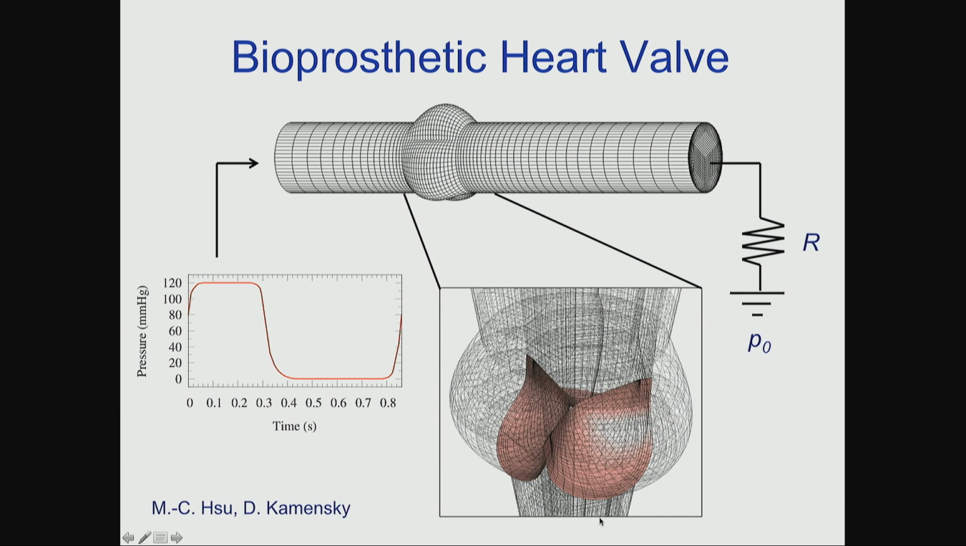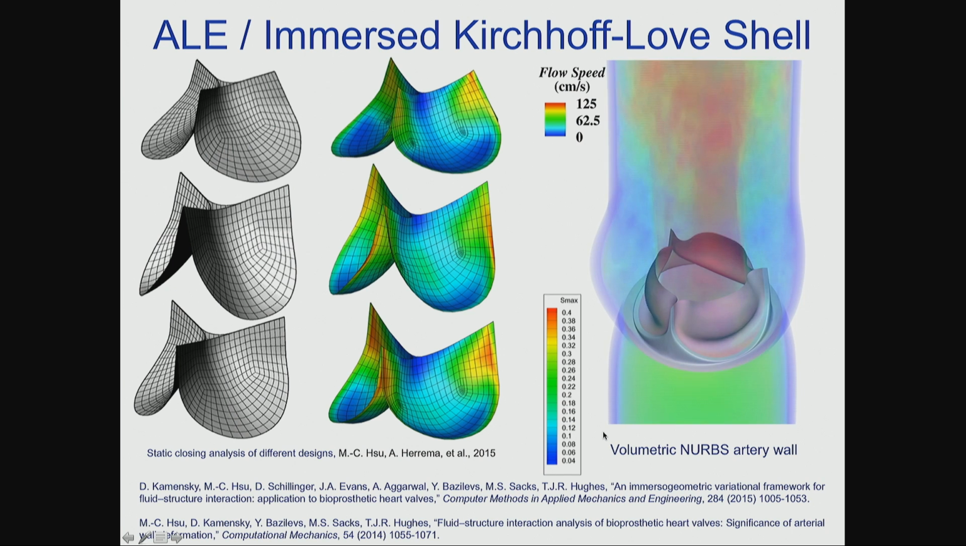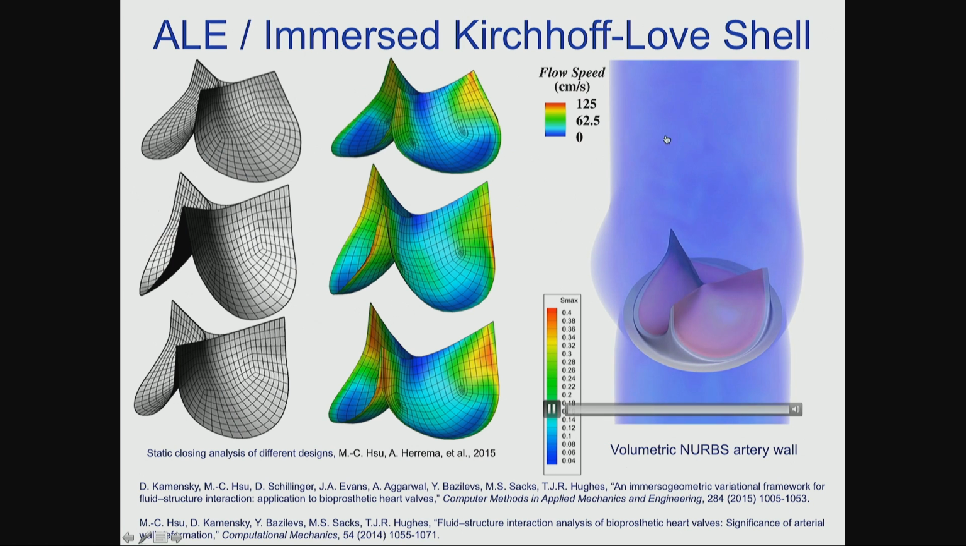And a design capability was built for these. This is a jig that was actually used to experimentally validate it. The experimental jig conforms to this geometry. This is what the NURBS mesh looks like in the fluid domain and with the valve surfaces inside. And the way you use this, again, you have a deforming artery wall. That is absolutely essential in these calculations.